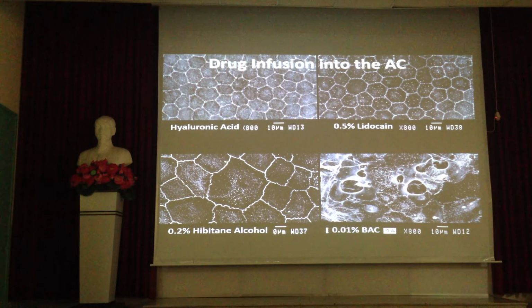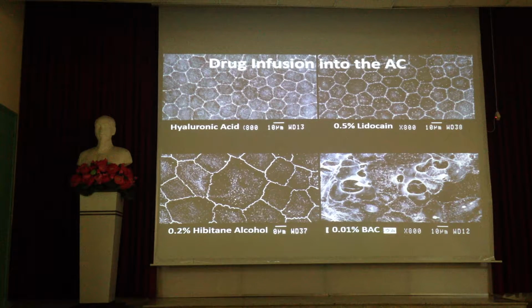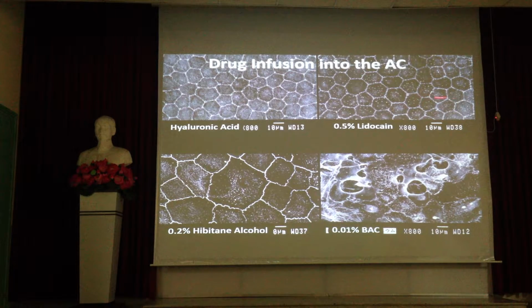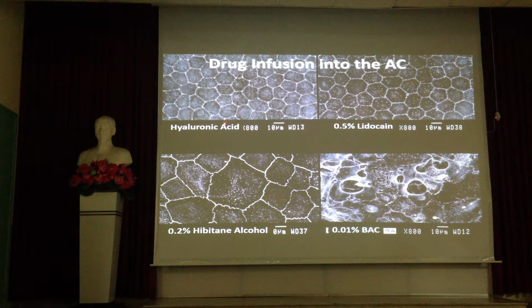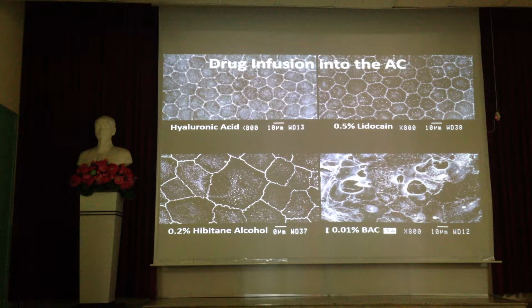About 20 years ago, we performed some animal experiments using cats. Cats' endothelial cells do not divide or proliferate. So we tried to see the adverse effects of drugs infused into the anterior chamber. Seven days after the injection, hyaluronic acid doesn't do anything. With 0.5% lidocaine, lidocaine did have some marginal adverse effect. It sometimes decreased the endothelial cells to some extent, but not much.